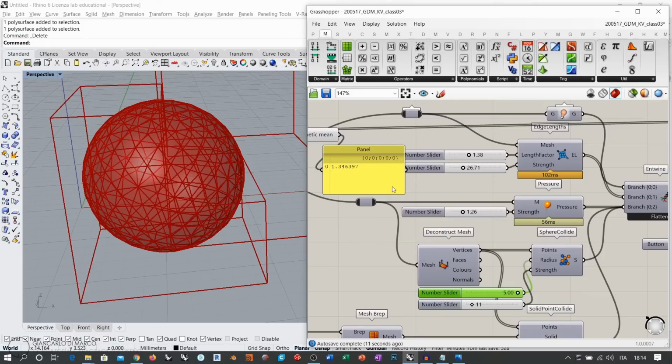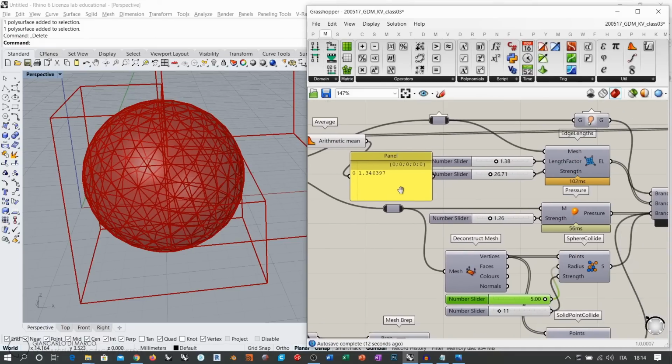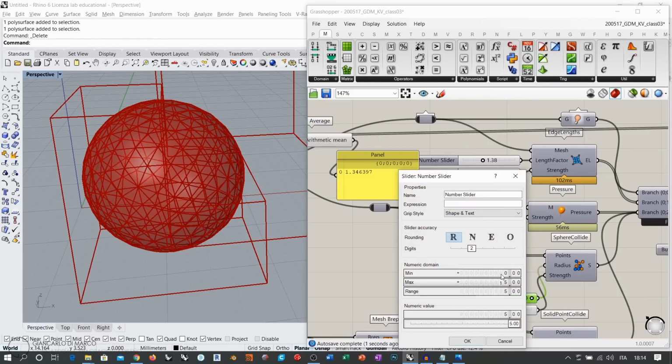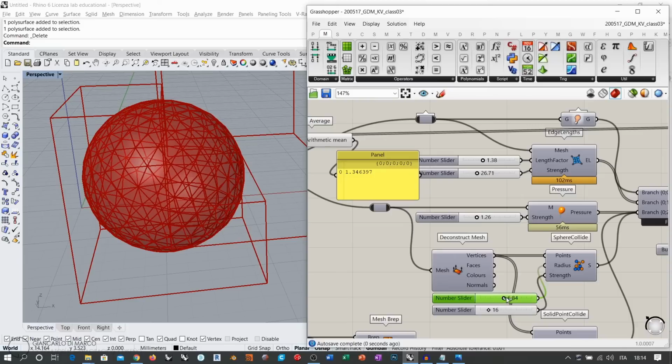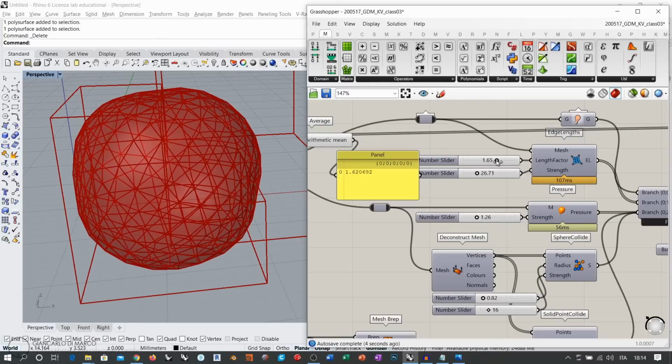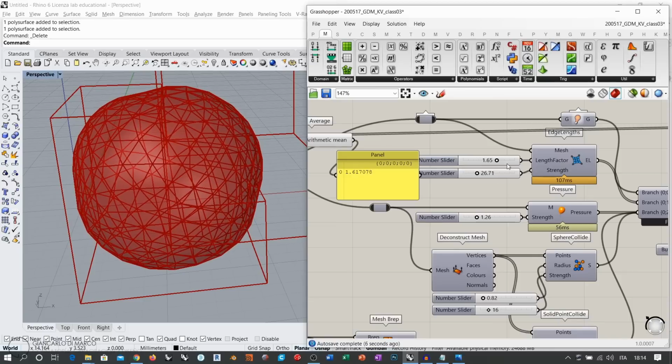Let me double check why. Actually it should. Already with 5, we already should have some effect. Nope, not even close. But anyway, it means we will go on just with this length factor and pressure.